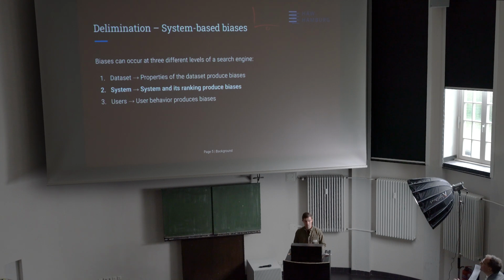Biases can also occur in the data set already. Already the data can be biased for some criteria. The system and its ranking can produce biases. That's the focus we had. And the behavior of the users can also produce biases. So we have 2 delimitations: only informational search queries, and we only looked for system-based biases.